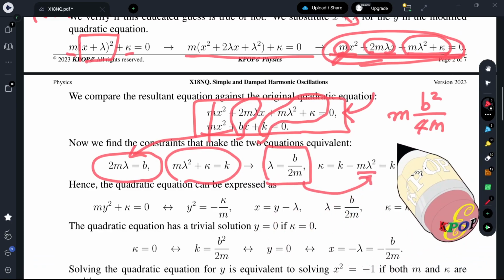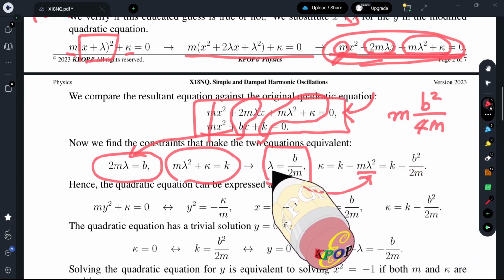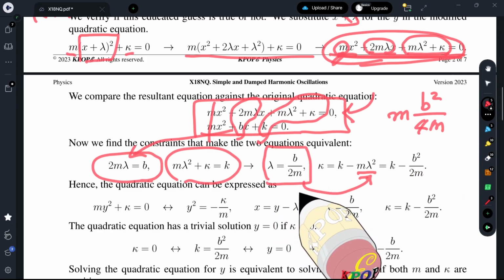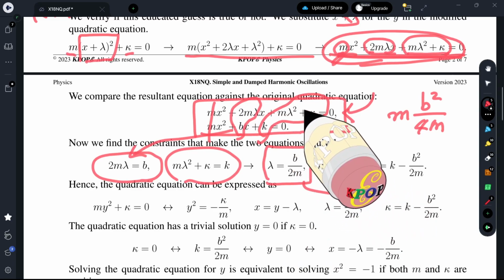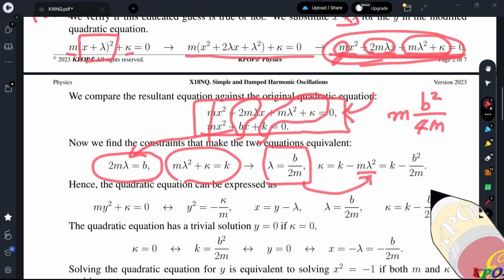Wait a second, this is lambda, m lambda squared. Okay, so there is a mistake.